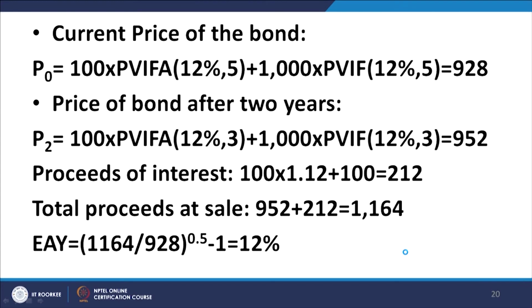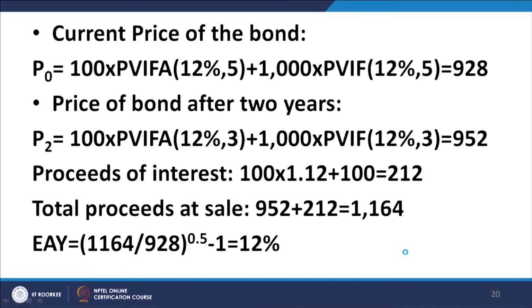The calculations are quite simple, quite straightforward. The current price of the bond, P0, is equal to: 100 is the coupon payment. We assume that the face value is 1000. Since the coupon rate is 10%, 100 is the coupon payment. 100 into PVIFA 12% for 5 years plus 1000, that is the repayment of principal. We assume that it is a level coupon bond repayable at par. So, plus 1000 into PVIF 12% for 5 years, and we get the value of 928. So, the price of the bond at the point of purchase is equal to 928.